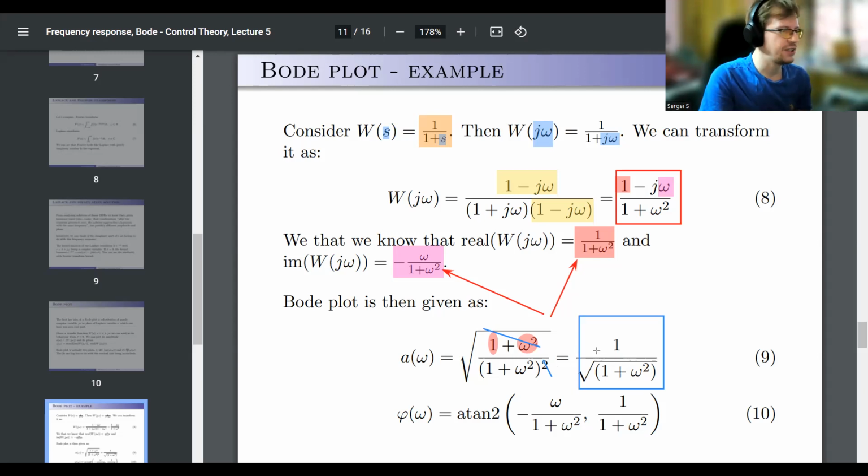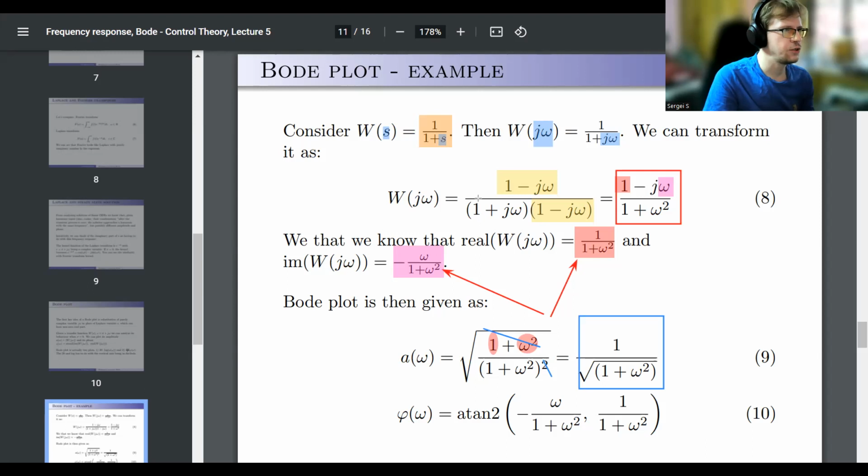Here you can instantly see that the logarithm will make our life easier, because 1 plus omega squared is now to the power of minus 1/2. This minus 1/2 could go in front of the logarithm. So logarithms of these types of functions are nice if we're going to do it, but we're going to plug it into the computer anyway, so it doesn't matter.